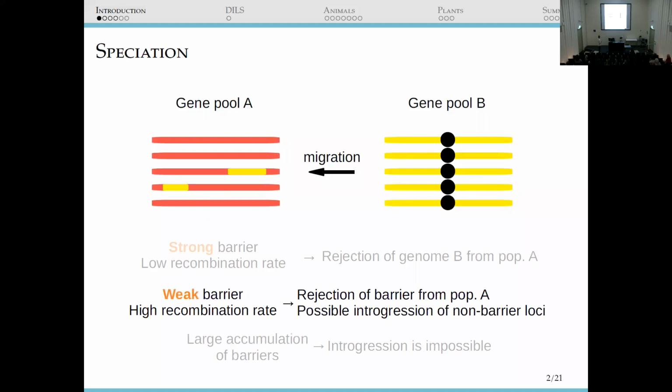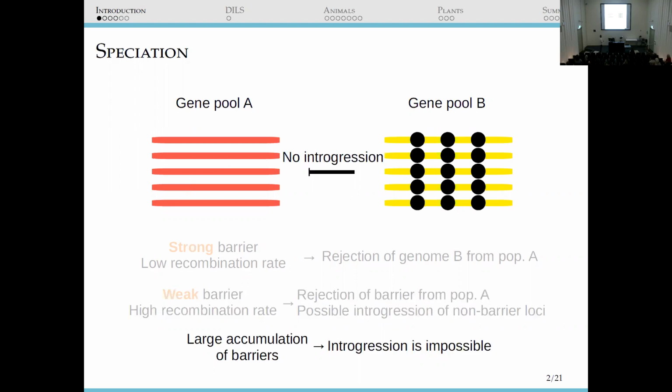But if the barrier is weak, or if there is an elevated recombination rate around the barrier, here we will have the rejection of the barrier. And so we can have these neutral regions coming from B that will escape through recombination. They will escape their linkage to the species barrier, and so they will be established in population A, and this is what we call introgression. And of course, if all of the genomic positions are statistically linked to a species barrier, introgression is impossible.